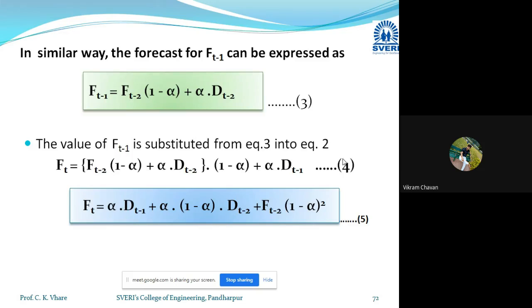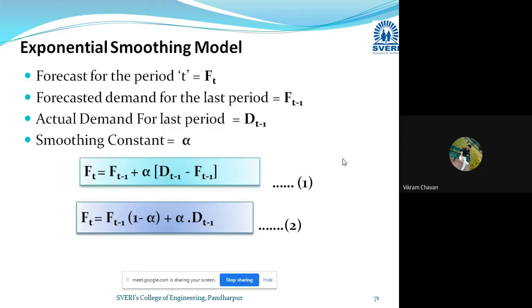The most important formula we saw in the last lecture is F of t, the forecast for the period t, equal to F of t minus 1 plus alpha multiplied by, in brackets, D suffix t minus 1 minus F of t minus 1. So this alpha is the smoothing constant. F of t minus 1 is the forecasted demand for the last period or the current period, and D suffix t minus 1 is the actual demand for the last period or the current period.